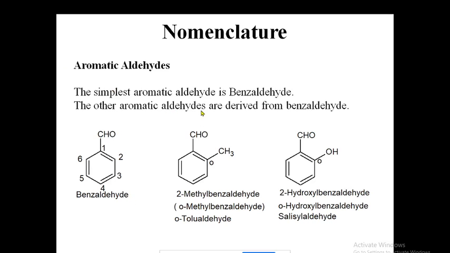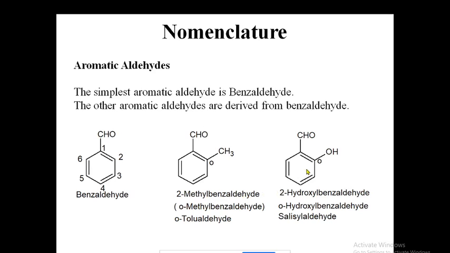And other aromatic aldehydes are derived from benzaldehyde. So this is benzaldehyde, and in this compound, at the ortho position, you will have a methyl group. So we can give the name ortho-methyl benzaldehyde. If you want to give the IUPAC nomenclature, then 1, 2, at the second position you will have a methyl group, and therefore it is known as 2-methyl benzaldehyde, with benzaldehyde as the parent. One more common name is ortho-tolualdehyde. So at least you should know the IUPAC nomenclature, 2-methyl benzaldehyde.